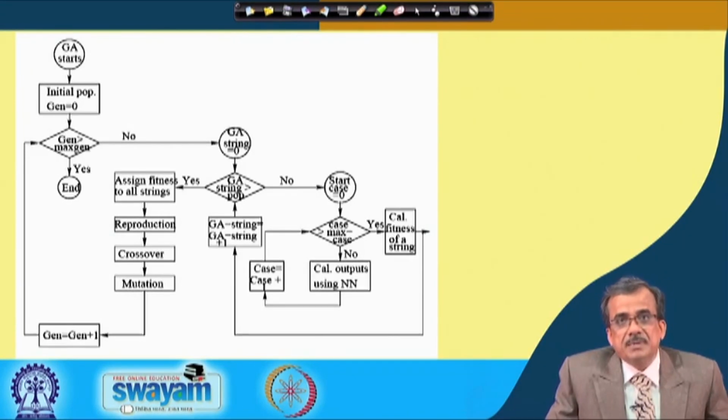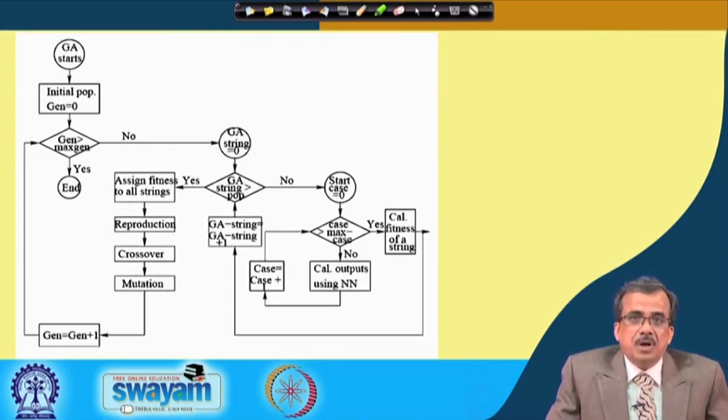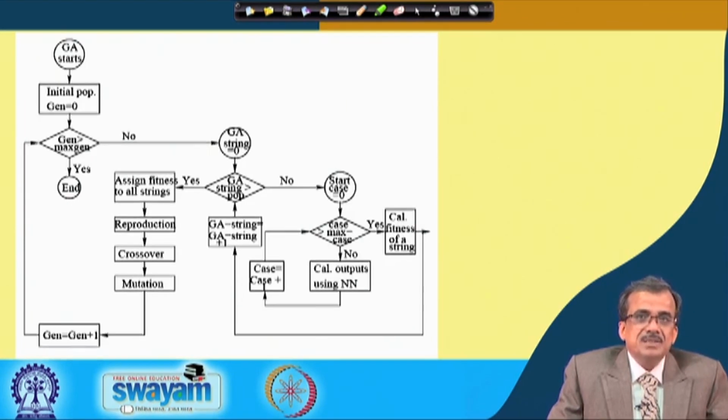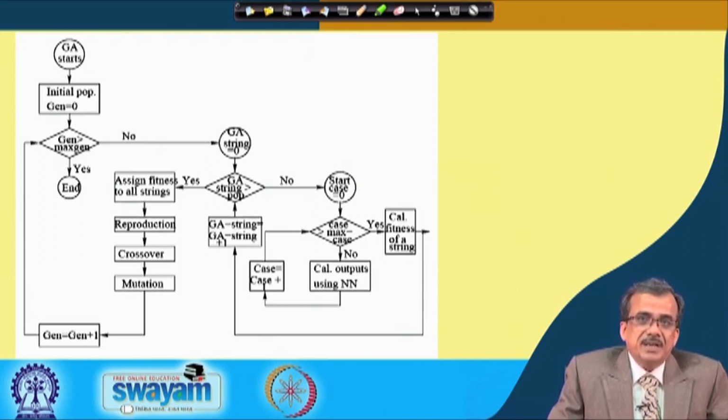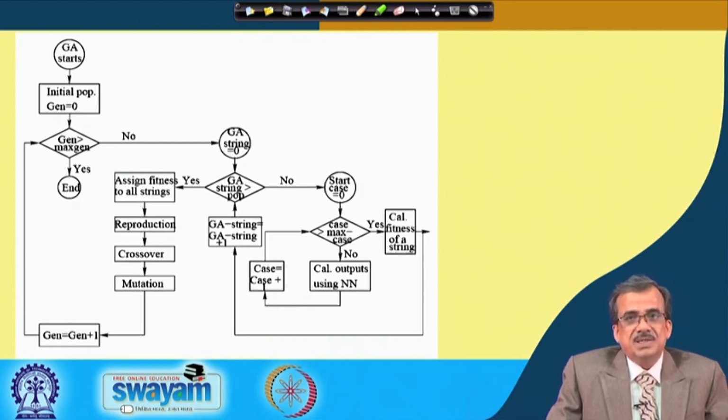Now, we have discussed how to encode the number of hidden layers, the number of neurons to be present in each of the hidden layers, that is the topology or the architecture of the network, and how to encode the connecting weights, the coefficient of transfer function, the bias values inside that particular GA string. So, ultimately the GA string is going to carry the complete information of the neural network.